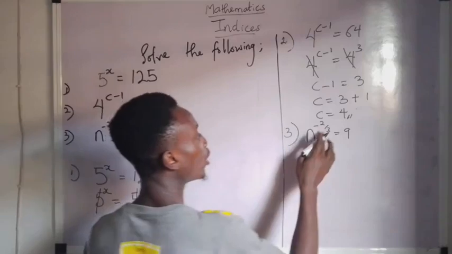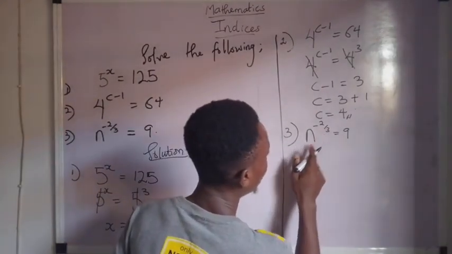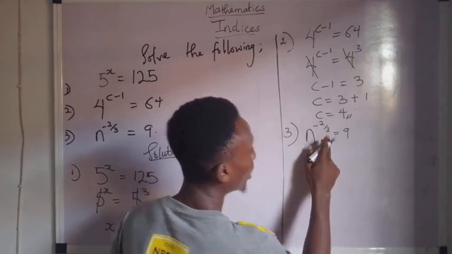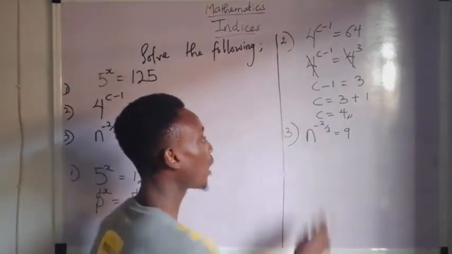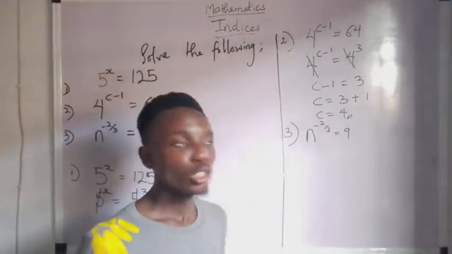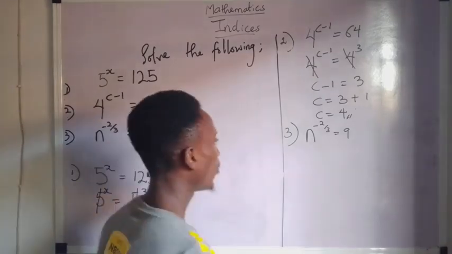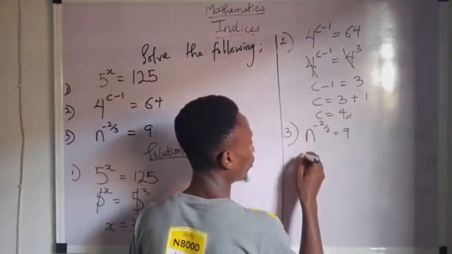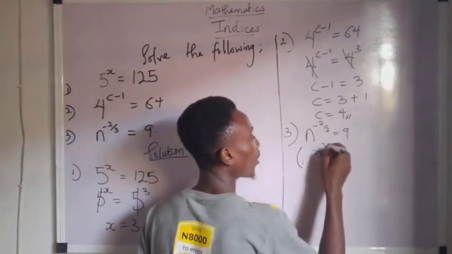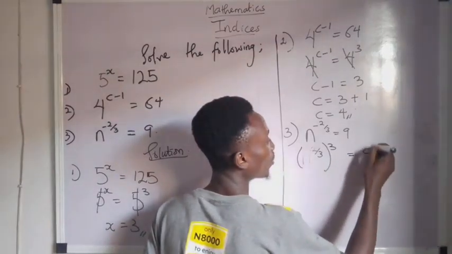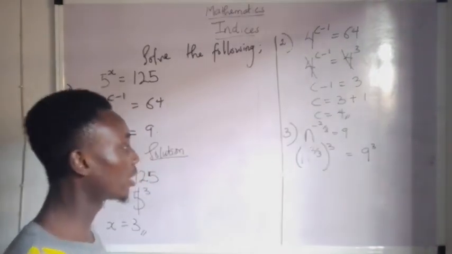Now what do we do? How do we remove this fractional index? Now whatever is the denominator here, you will raise everything to that power. So for example, here now we have the denominator of 3. So raise all terms to the power of 3. We now have n raised power minus 2 over 3, raised to power 3, is equals to 9 raised power 3. Are you following me now?